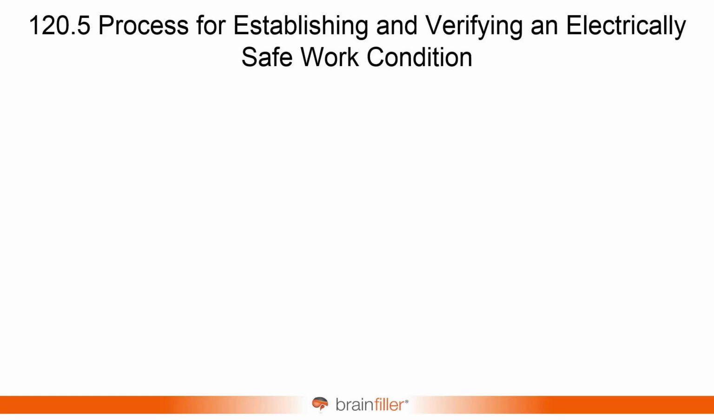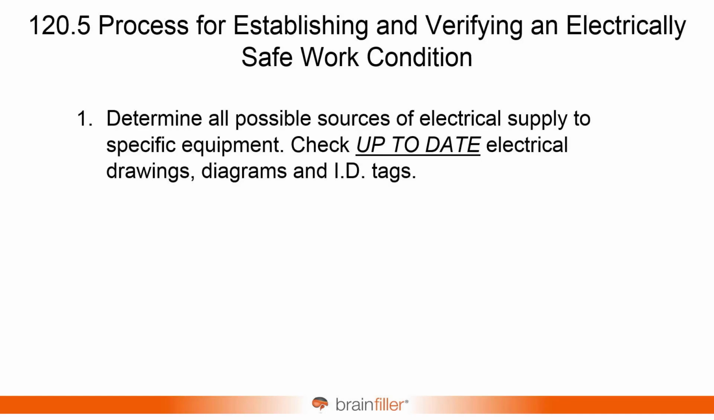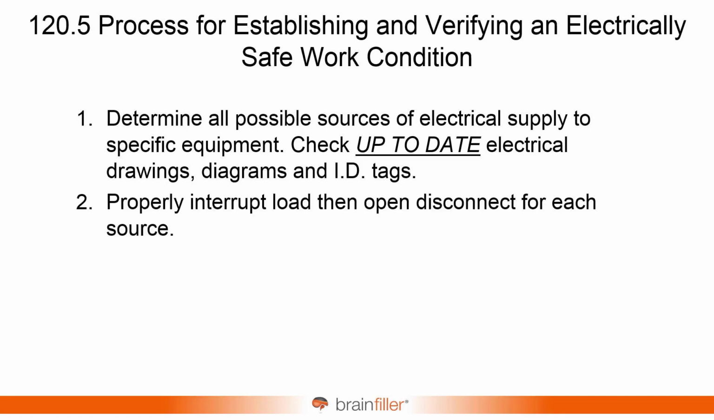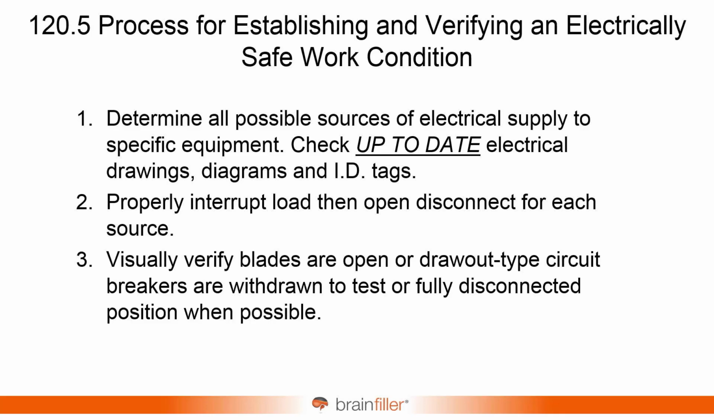The process of establishing and verifying an electrically safe work condition. There were some changes made here. You have to determine all the possible sources of electrical supply to the specific equipment. You check up-to-date electrical drawings, which is sometimes difficult, finding an up-to-date drawing. Then it means you have to walk around and update the drawing. Properly interrupt the load. Then open the disconnect for each source. These haven't changed. And visually verify, if you can, that it has been disconnected and release stored electrical energy.